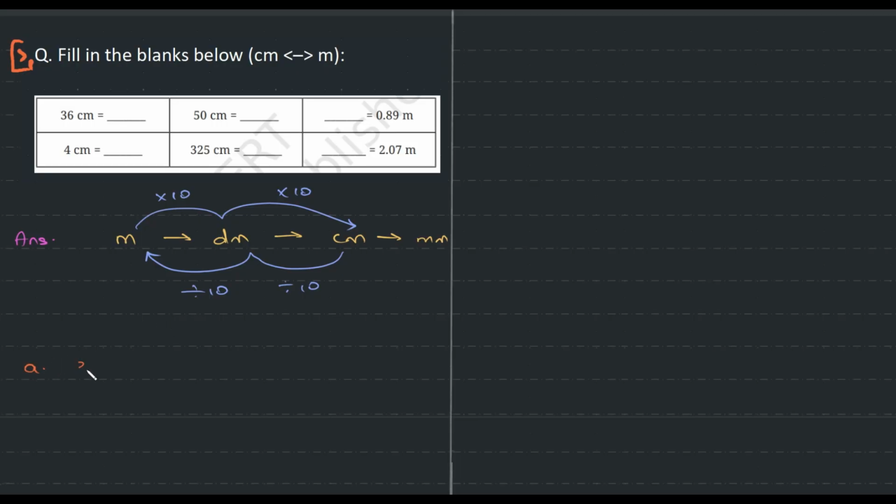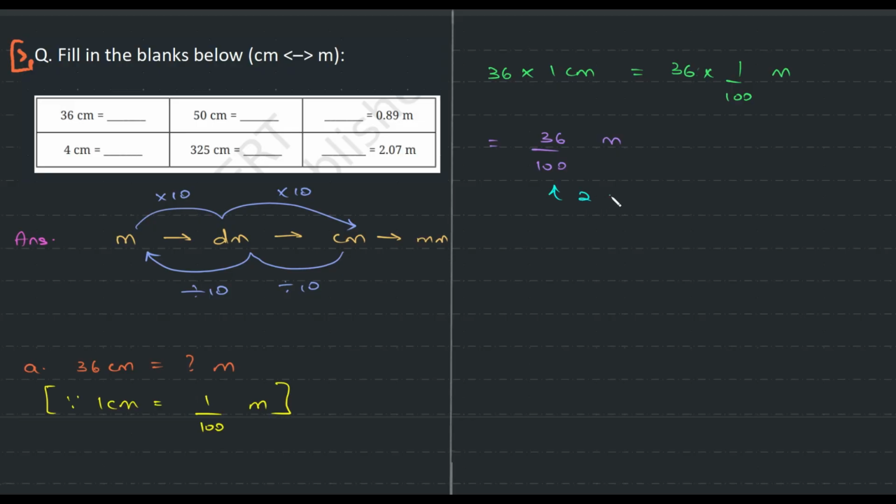Now let us take up 36 centimeter is equal to how many meters? First things first, we know that 1 centimeter is made up of 1 by 100th of a meter. So I'm going to substitute 36 into 1 centimeter as 36 into 1 by 100 meters, and this is 36 by 100 meters.